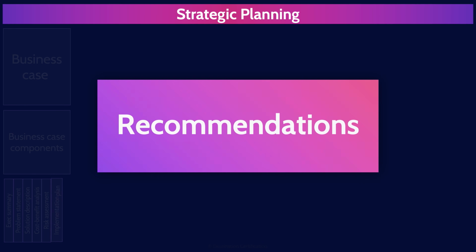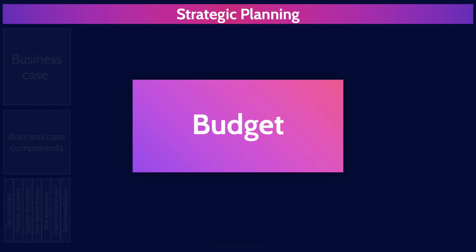Recommendations crystallize your analysis into specific, actionable next steps that decision makers can approve and implement. Once the core components of the business case are in place, the next question is inevitable. How much will it cost? That's where the budget section comes in. The budget section details all financial requirements, including capital expenditures, operational costs, and resource allocation necessary for successful implementation.